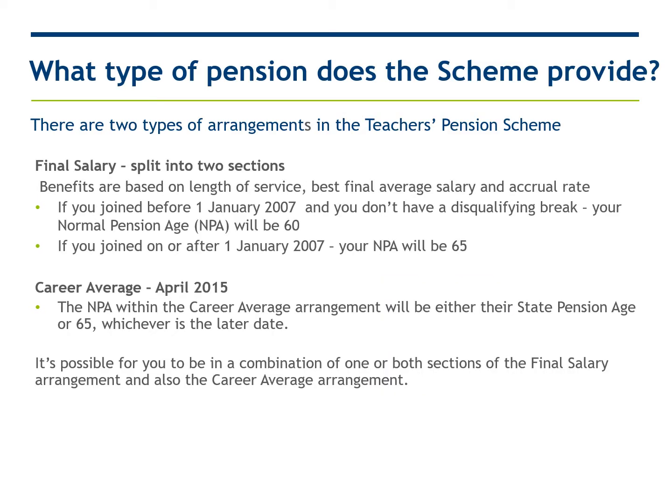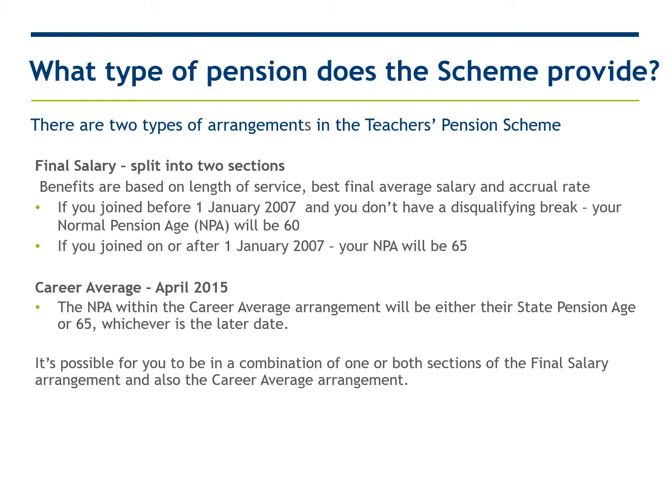It's important to know what member type you are in the scheme, as this will affect your retirement date and the retirement benefits you receive. The scheme is currently split into two different arrangements. These include two final salary sections and a career average arrangement. You can see more information about these on the screen.